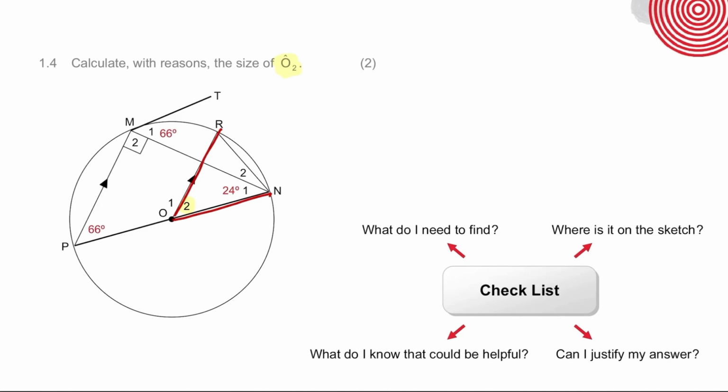So now we need to look at our checklist and ask ourselves, what do we know that could be helpful? And what we know is that this line PM is parallel to the line OR. And if we simply draw in that extra line, we can see the F shape, which triggers the corresponding relationship that we actually have. So it's misleading when you get an angle at the center. You can often jump to conclusions about angle at center theorems. In this case, we're simply going to use corresponding angles.